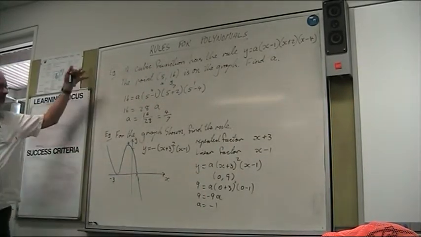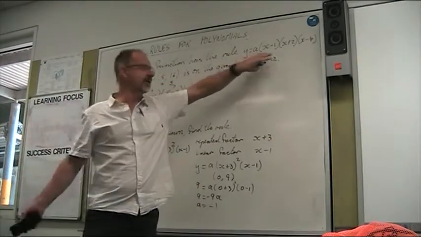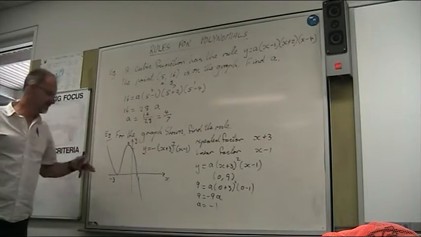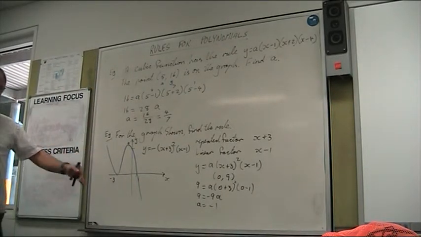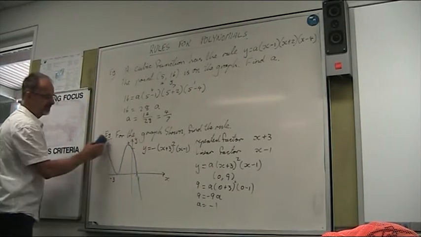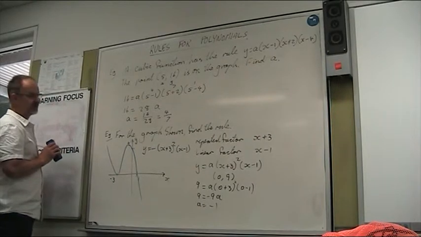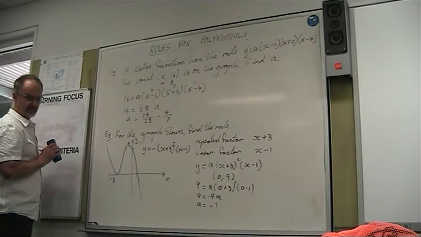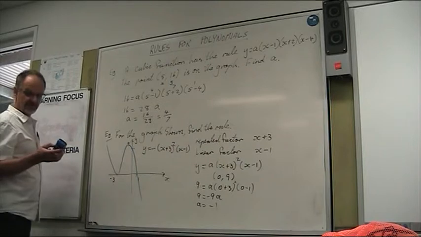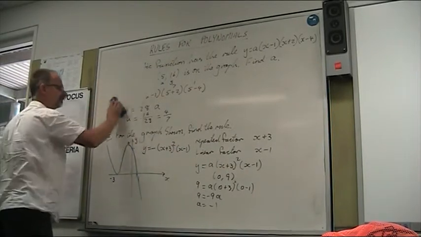Alright, so 2 examples. You might be given part of what the rule looks like and have to find another part. You might be given a graph and have to find all of it. So remember, your linear factors pass straight through. Repeated factors with the squareds have a turning point on the axes. Or you may just be given a whole bunch of points. And so let's look at an example of that.